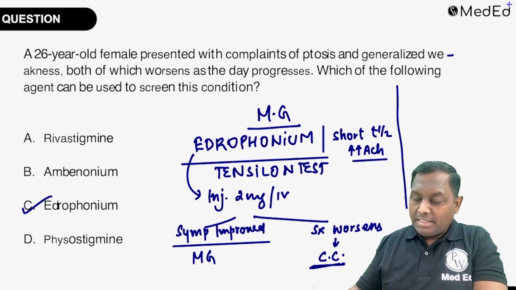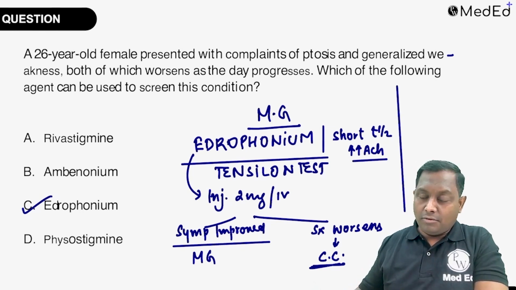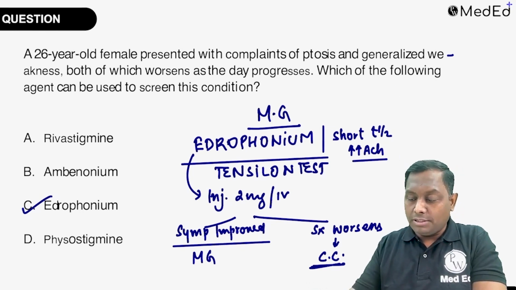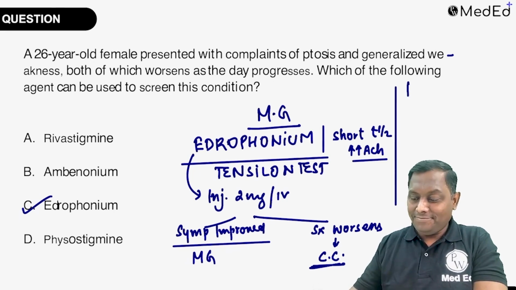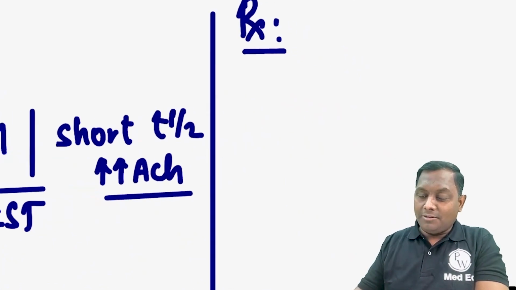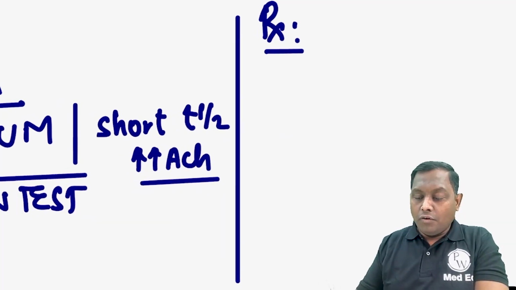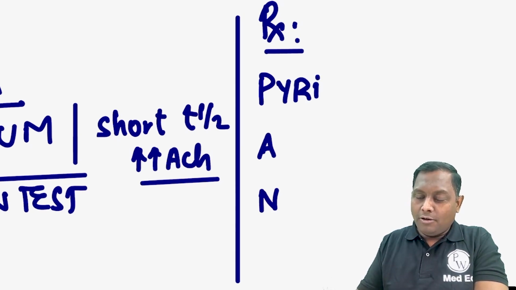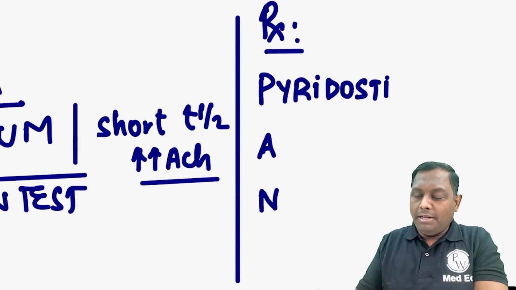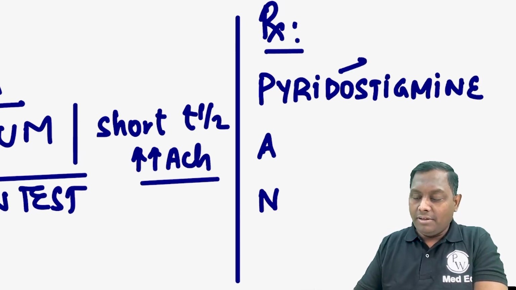However, for myasthenia gravis, the next exam question the examiner is going to ask is what is the treatment, what is the drug of choice. Remember, for myasthenia gravis, usually I tell them to remember PAN. That is going to be drugs like your pyridostigmine. Because of the lesser side effects and longer half-life, they are considered the drug of choice.